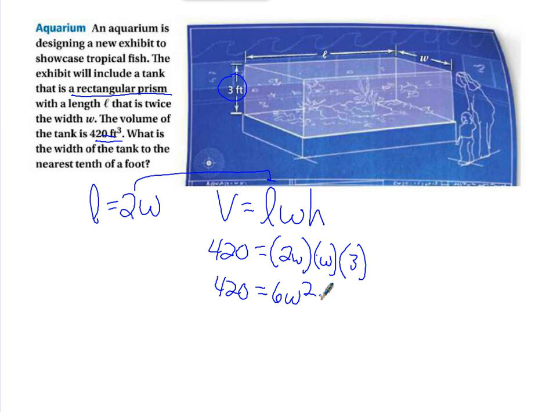I want to solve for W. So divide both sides by 6. Yeah, we want to get the W squared by itself. So divide both sides by 6, and that gives me 70 equals W squared. Now what? Square root both sides. And we get what? What is the square root of 70?